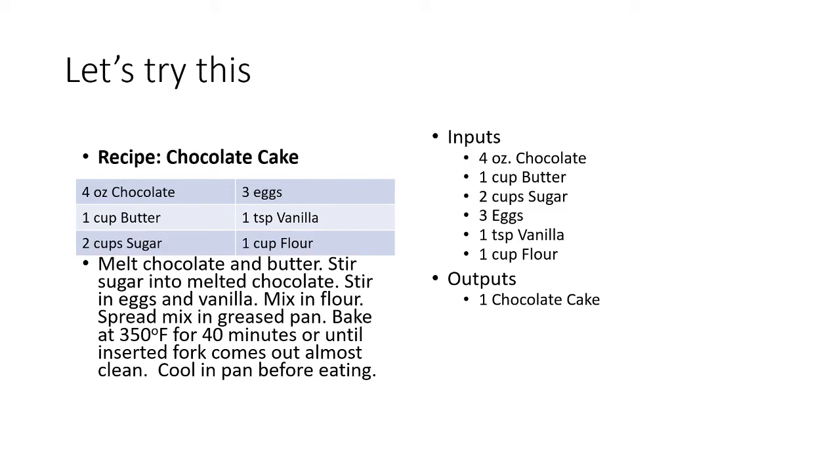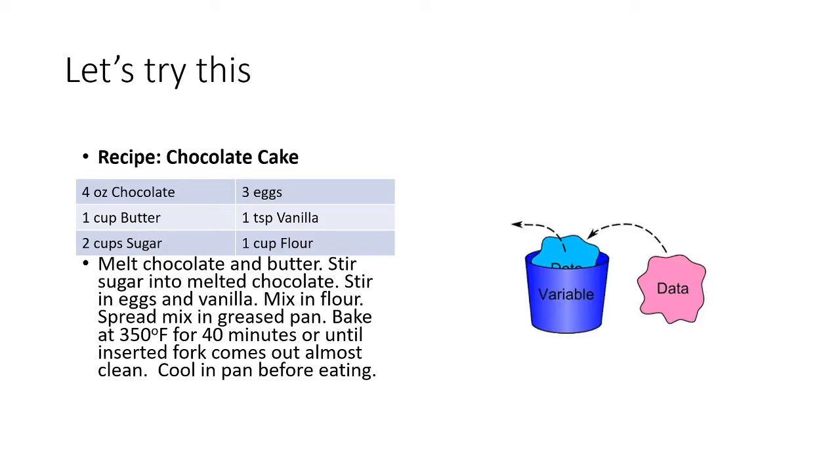Okay, so let's look at what we need. The first thing is that we want to find out what our inputs and outputs are. Our inputs here are going to be the chocolate, the butter, the sugar, the eggs, the vanilla, and the flour. Our output from this is going to be a delicious chocolate cake. Okay, that makes some sense. So let's take a look at what our variables are. Variables are what we put things into, right? In this case, we could say that it's the mixing bowl that you're mixing everything in. That's going to be your storage for everything as you combine it together.